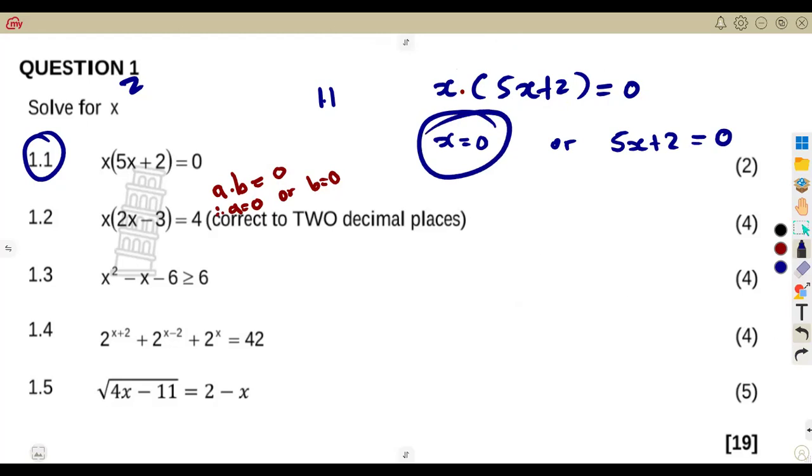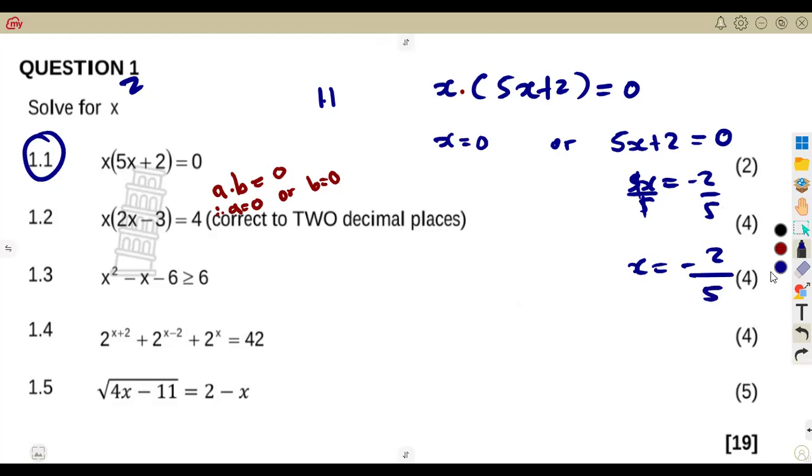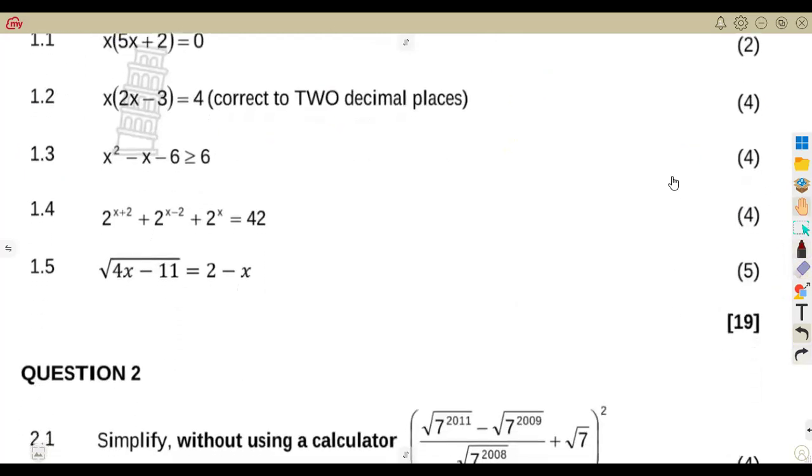So already, as you can see here, we've got a solution. So we need to solve this part and obtain the value of x. So 5x is equal to negative 2, taking the 2 to the other side. Simply divide by 5 on both sides. So that is the value of x, minus 2 over 5. So as you can see, these are the two solutions that we are supposed to expect for the 2 marks that we are given there. All right, let's consider another question, which is 1.2.